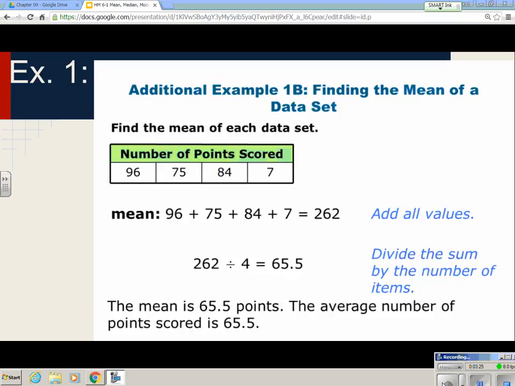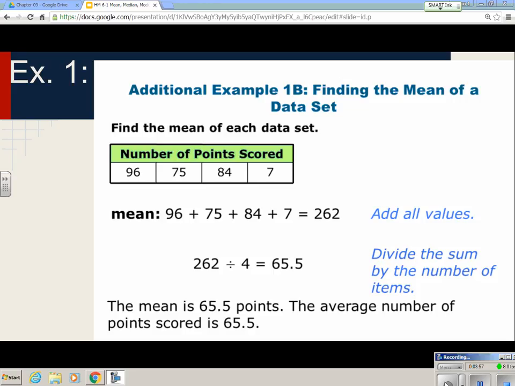Here's another example. These are the number of points that were scored in a game. We don't know what kind of game; it could have been a board game. Again, you don't have to write this down unless you want to. You already have one example down. So 96, 75, 84, and 7 have to be added together. When you add those 4 together, you get 262. Then we divide it by 4, and you'll find that the mean score is 65.5. The average score that people have scored in this game is 65.5.